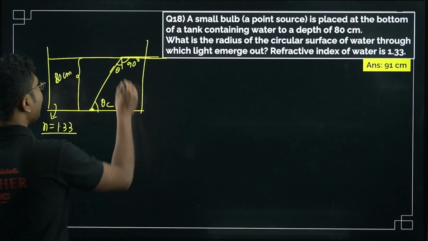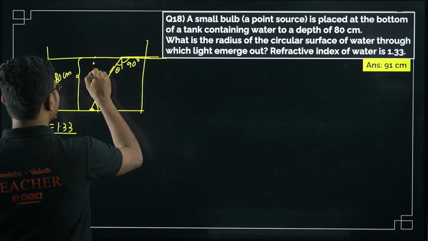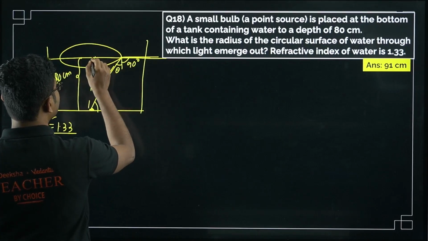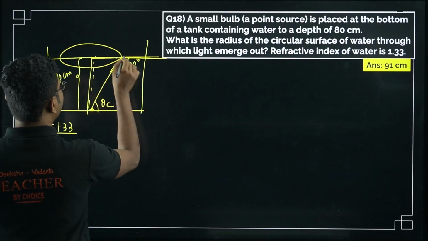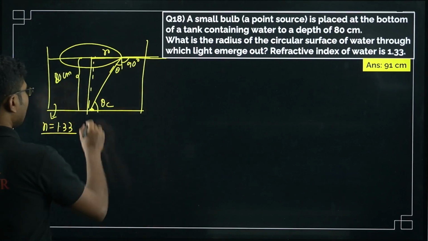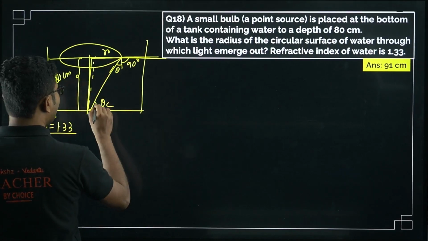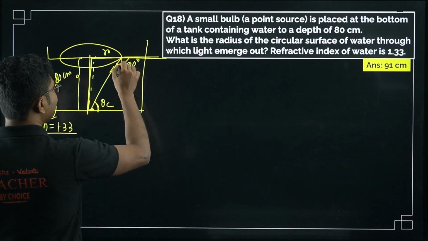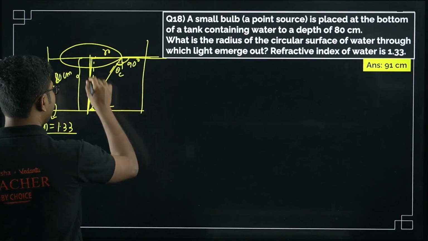Okay, so that means you will get a circle of this radius. This will be the radius, and you have to calculate this radius. How to do that? First of all, you have to calculate the angle theta c. Okay, so if this angle is theta c, the incident angle here, the same angle will be here as well.